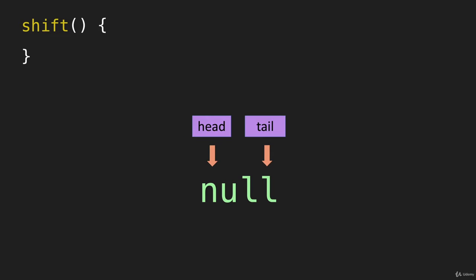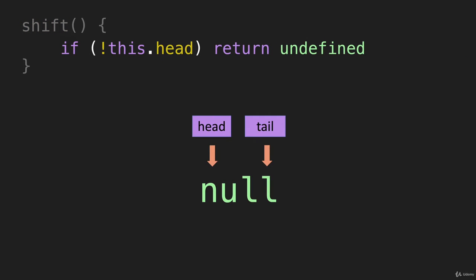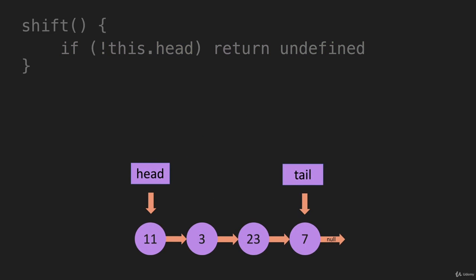This is going to be our first scenario that we code for, if we have an empty linked list. And we'll just do this like this. If head is null, we're going to return undefined. And our next scenario is going to be if we have two or more items in the linked list.